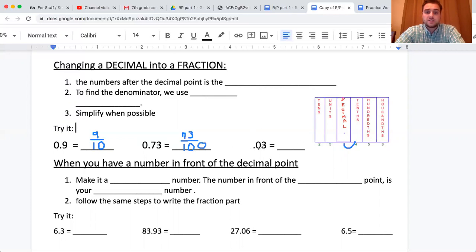Lastly, let's look at this one. It says 0.03. So you're not going to write as your numerator 0.3, you're just going to write 3. And since it ends the second over from the decimal point, that's our hundredths place. So it would be 3 hundredths.